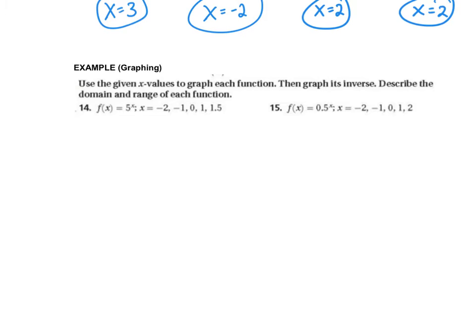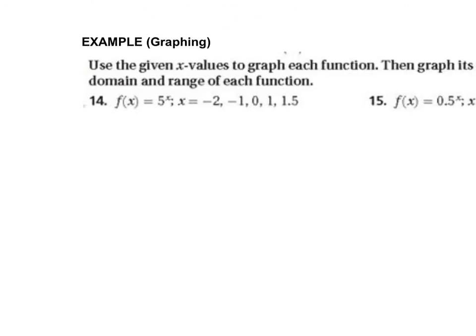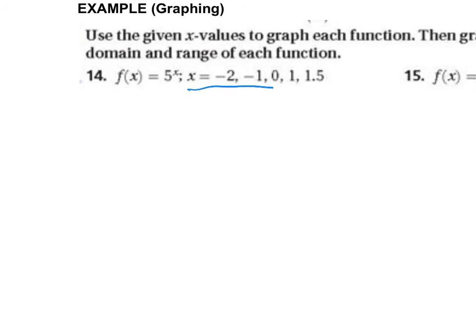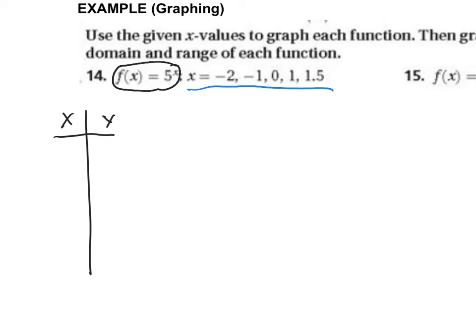But how do we graph, right? So the way that we've been doing a lot of graphing in here, let's just do it with these values for my x, and let's flip it, right? So here we go. X and y. They want us to graph the original function first, which is 5 to the x. So they want x to be -2, -1, 0, 1, and 1.5.